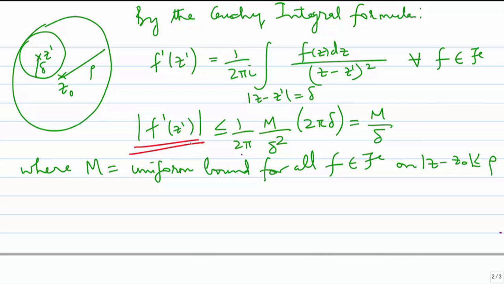The first thing you can notice is that I can change this contour of integration, which is this smaller circle centered at z prime and radius delta, to the larger circle, mod z minus z naught equal to rho. I can do this because f is analytic in the bigger closed disk, and the point z prime is also enclosed by the bigger circle. Therefore this formula for f dash of z prime is valid. In this way I have gotten rid of the delta in the integrating contour.